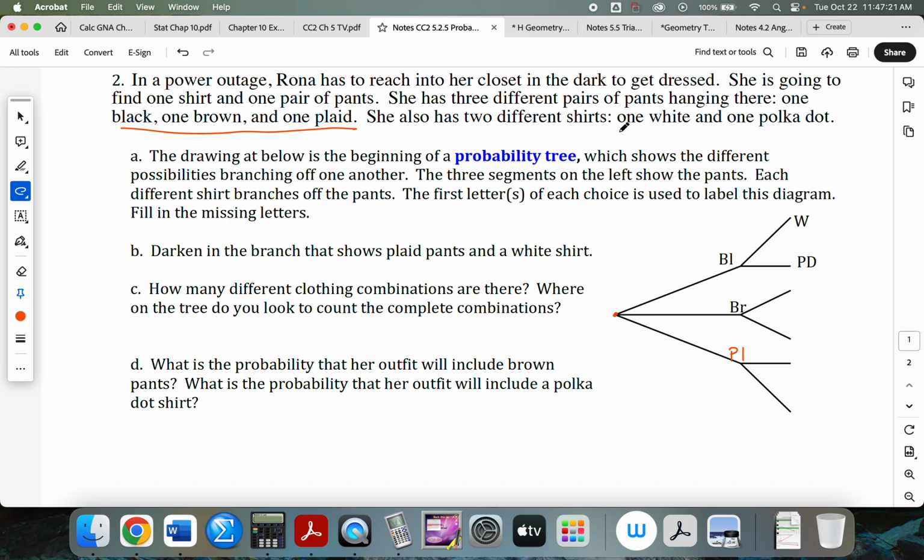And then she has 2 different shirts, 1 white and 1 polka dot. So after she's chosen a pair of pants, she has 2 choices every time, a white or a polka dot. So we want to darken the branch that shows plaid pants and a white shirt. So plaid pants, white shirt.